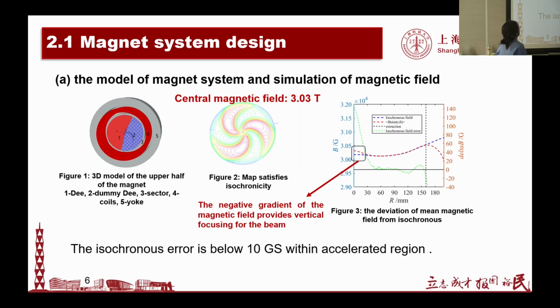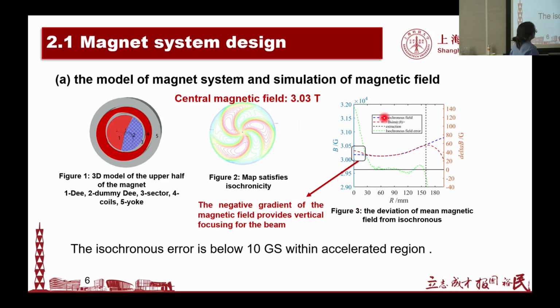Figure 1 is the 3D model of the upper half of the magnet system, and this is the RF system. Figure 2 is the magnetic field map in the median plane calculated by Opera. This map satisfies the isochronous condition, with a central magnetic field of 3 Tesla.